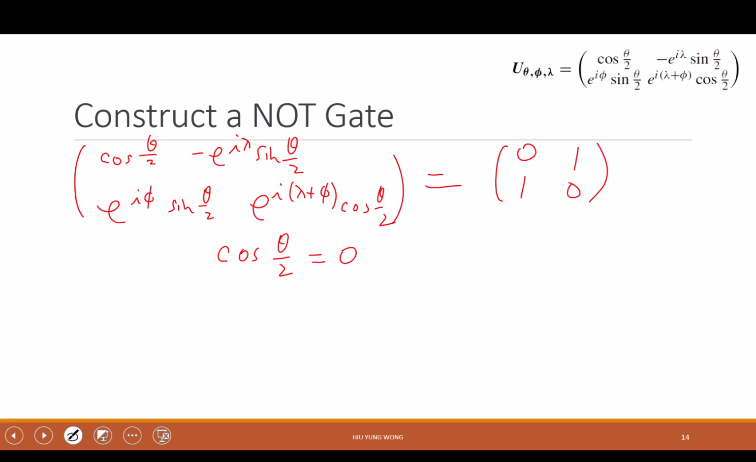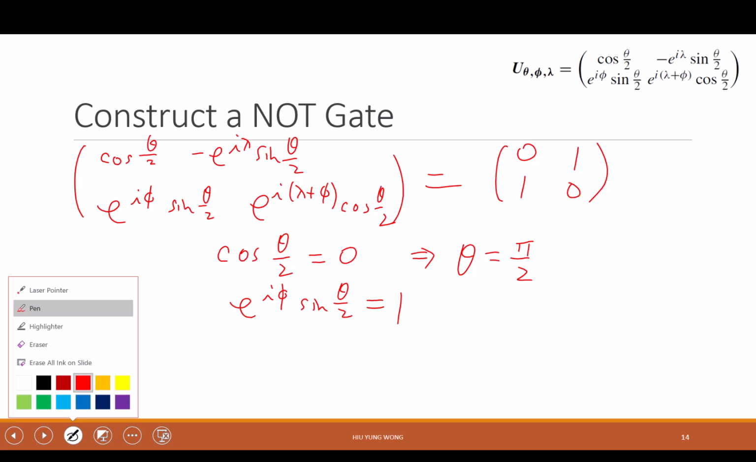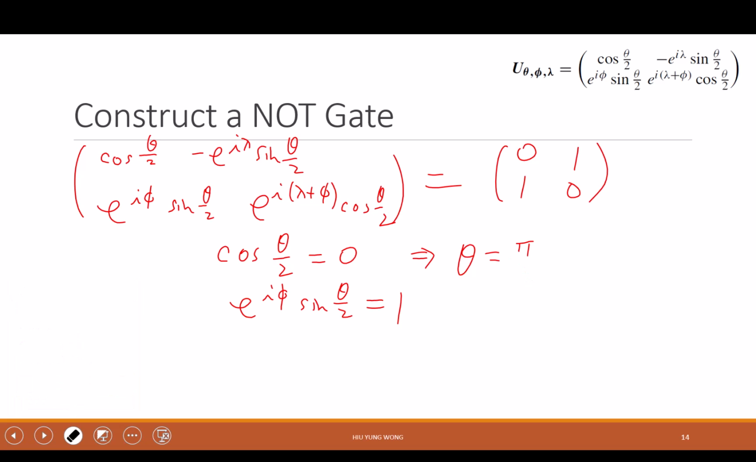Cosine theta over 2 equal to 0. So theta equal to what? Pi over 2. Right? So, oh, you're too fast. So now we want this one. E to the power i phi sine theta over 2 equal to 1, right? But we already have theta equal to pi over, no, I'm wrong. Theta equal to pi, right? Not pi over 2. Because pi over 2 equal to, yeah. Is that okay? Yeah. So now theta over 2 is pi over 2, sine pi over 2 equal to 1. Then what should be the value of phi? 0 is a possible solution, right?